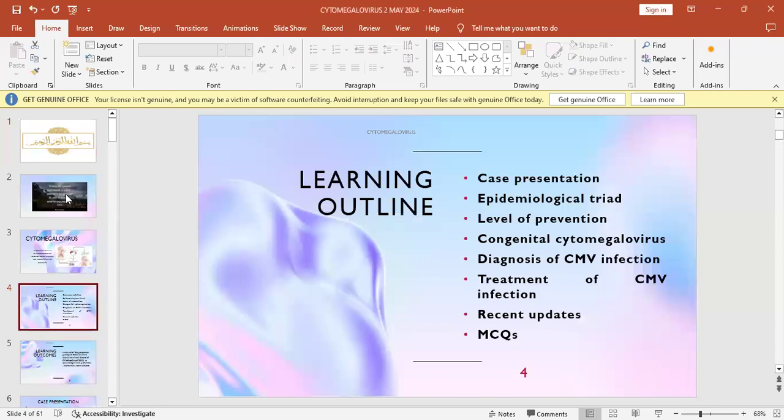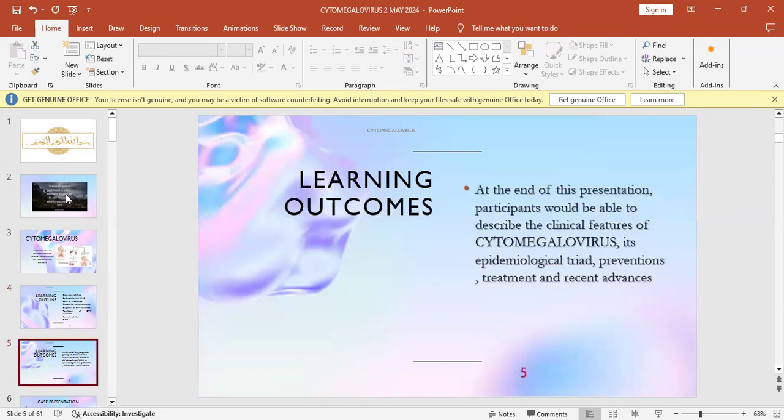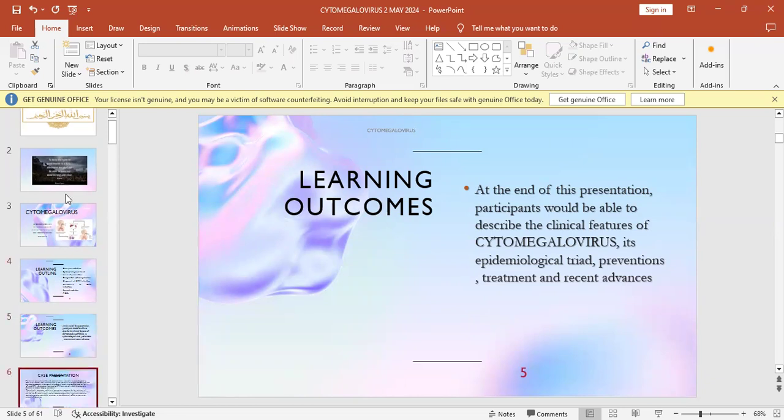Sairaj. The learning outlines of today's presentation will be the case presentation of cytomegalovirus, epidemiological triad, levels of prevention, congenital cytomegalovirus, diagnosis of cytomegalovirus, treatment, recent updates, and MCQs related to cytomegalovirus. By the end of this presentation, participants would be able to describe the clinical features of cytomegalovirus, its epidemiological triad, prevention, treatment, and recent updates.